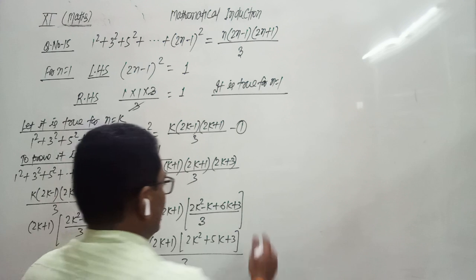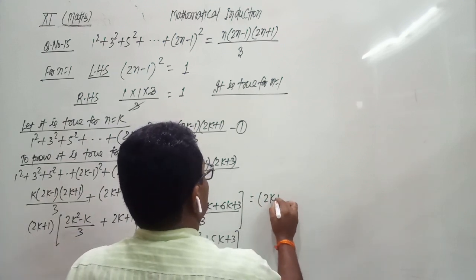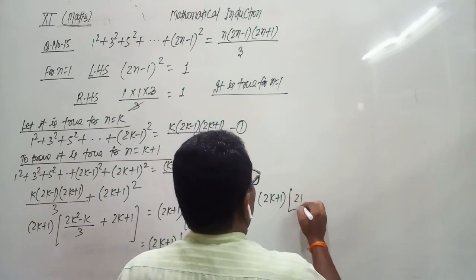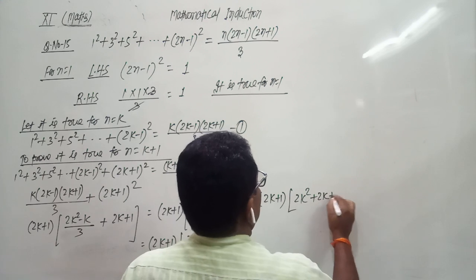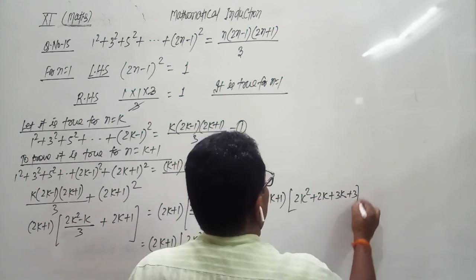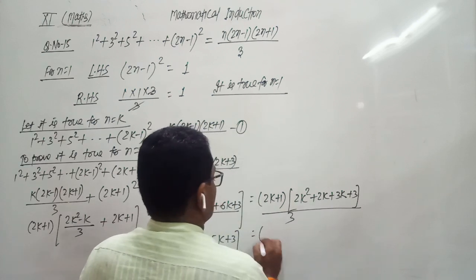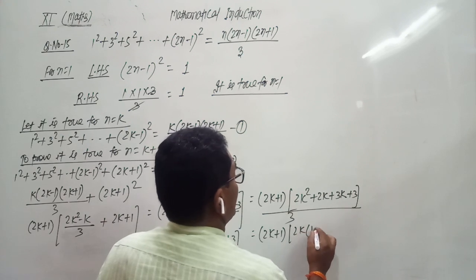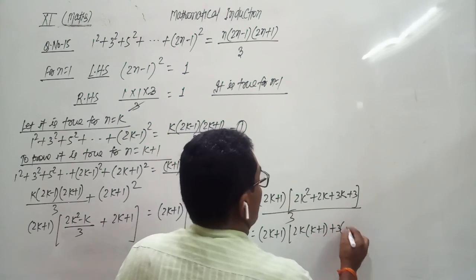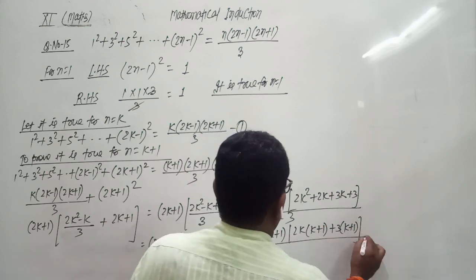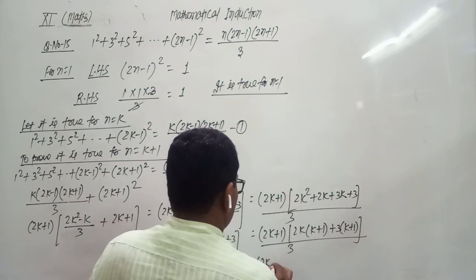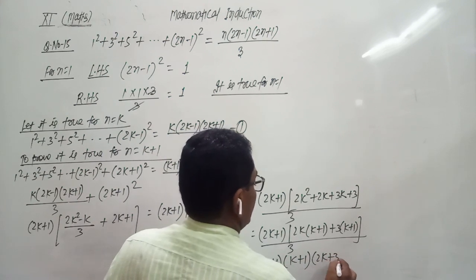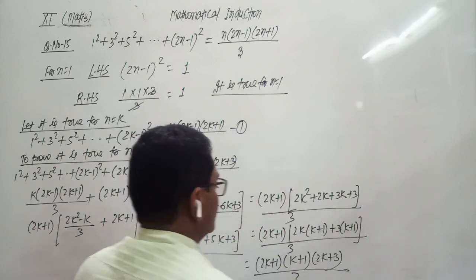Then we make its factors by splitting the middle term. So 2k plus 1, this can be written as 2k square plus 2k plus 3k plus 3 upon 3. So 2k plus 1, 2k is common from first two terms, we get k plus 1, then 3 is common, k plus 1 and the whole upon 3. So 2k plus 1, then k plus 1, then 2k plus 3 upon 3, which is RHS.